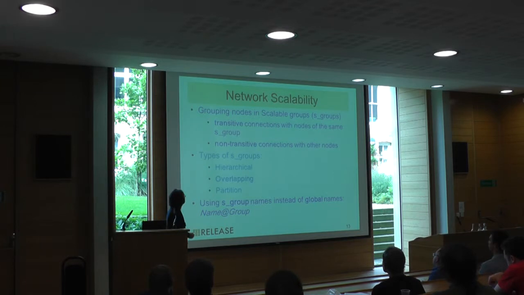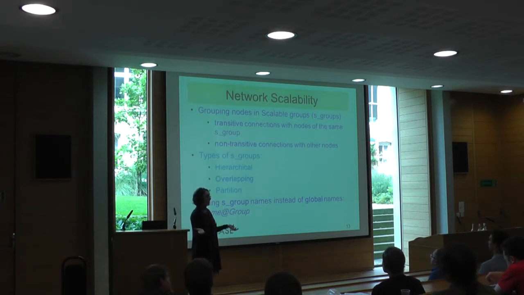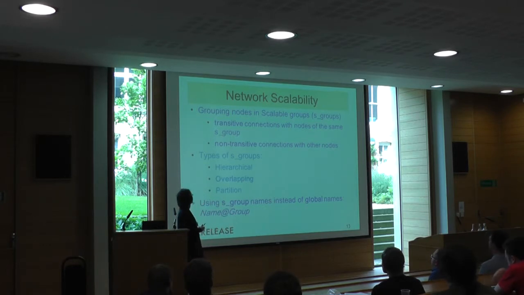Network scalability. So we want to group nodes. Nodes currently have transitive connections. It means that when a new node is connected to a network, and it's connected at least to one node, it immediately becomes connected to all other nodes. So we don't want that. And for that, we introduce scalable groups that we call S groups. In scalable groups, nodes have transitive connections within a group, but non-transitive connections with nodes of other groups.